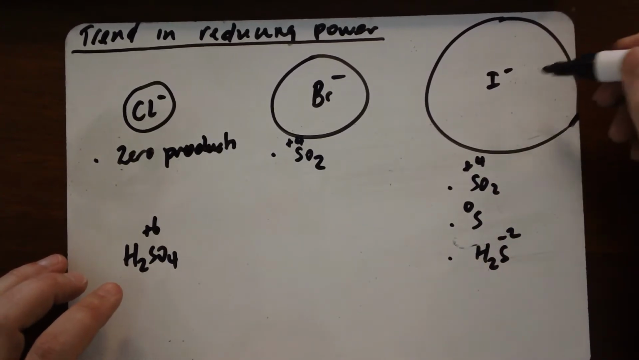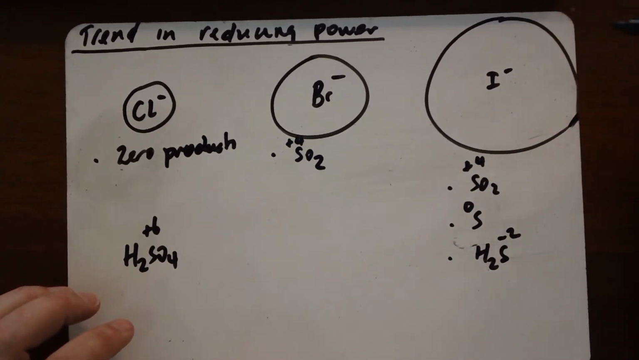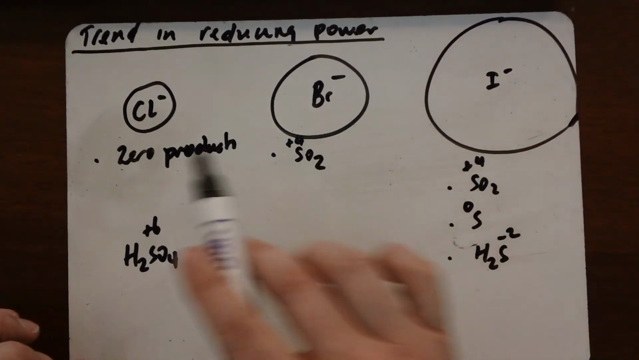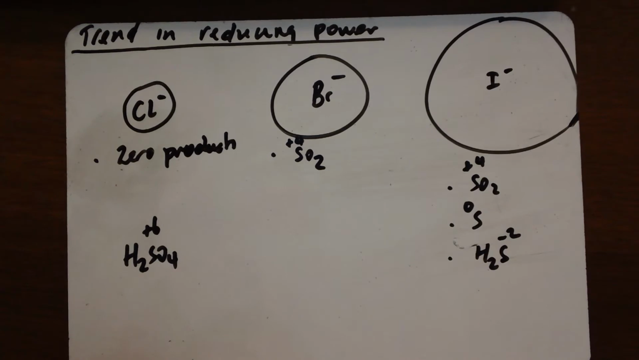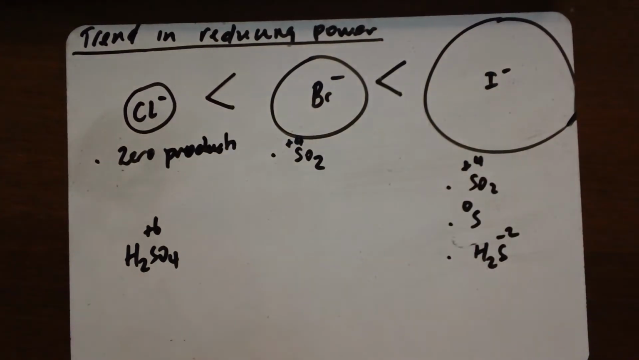So iodide is excellent at giving up its electrons. Another way of saying that is it's a very good reducing agent. Much better than bromine, which is much better than chlorine. So in terms of reducing power, it goes in this order.